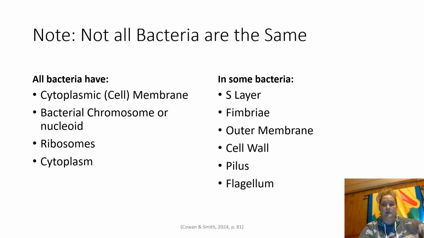All right, and I just want to make a note that not all bacteria are the same. All bacteria have the cytoplasmic membrane, the nucleoid, the cytoplasm, and the ribosomes. But only some bacteria have the S layer, the fimbriae, those hairs, the outer membrane, which would be the gram-negative bacteria, or the cell wall, the pilus, or the flagellum. Only some bacteria have those, but all bacteria have the cytoplasmic membrane, the ribosomes, the nucleoid, and the cytoplasm.